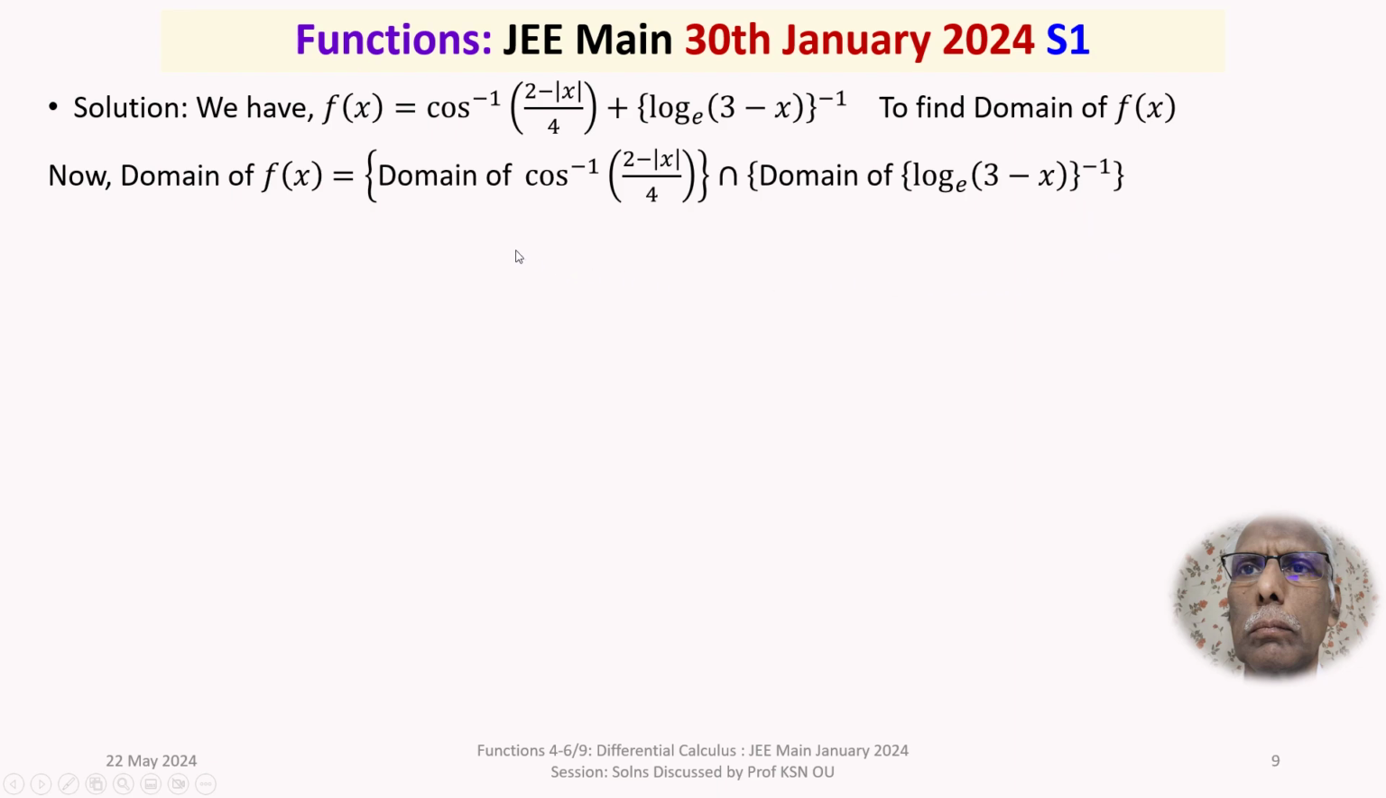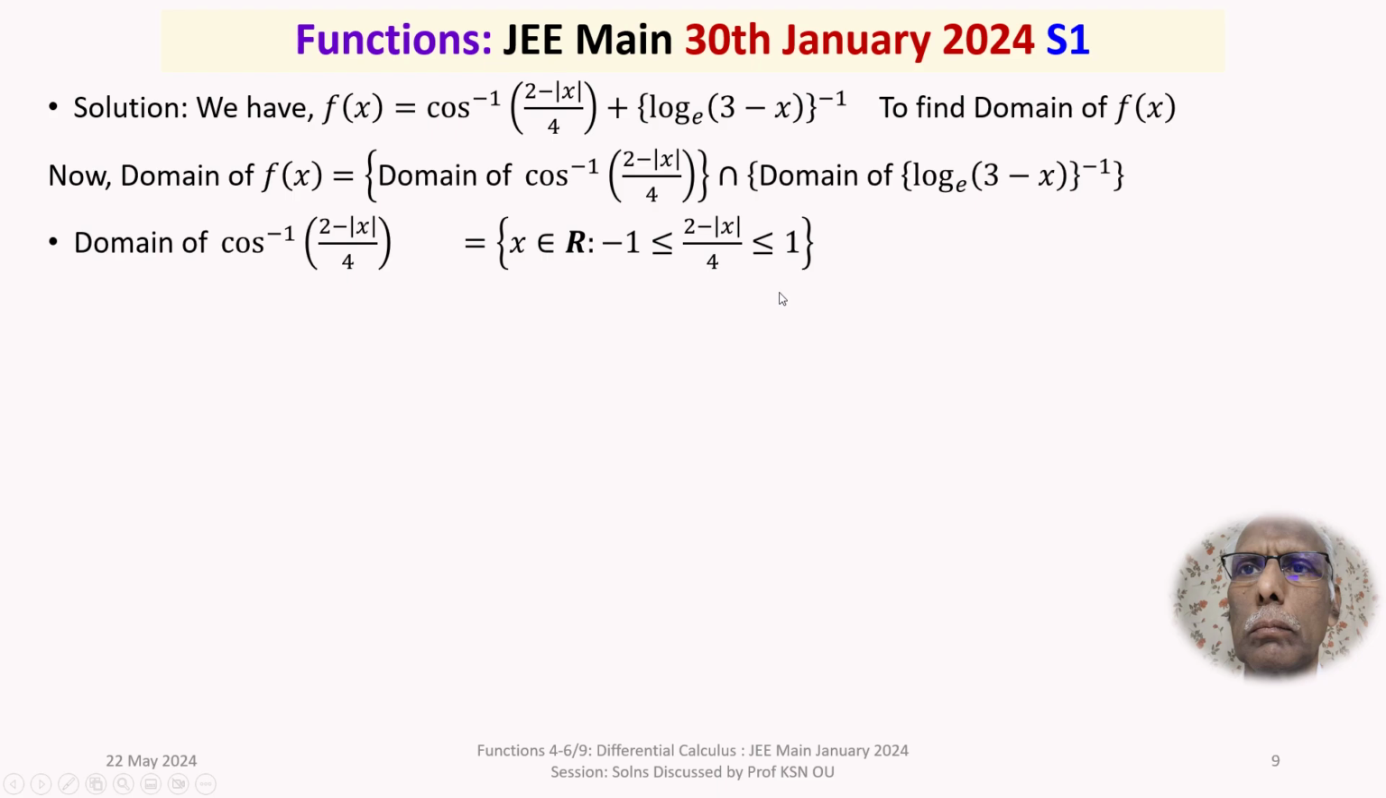Agreed. Let's now first take up the domain of the first function, the domain of cos inverse of (2 minus mod x by 4). What is the domain of cos inverse? The domain of cos inverse is minus 1 less than or equal to 2 minus mod x by 4 less than or equal to 1. So the domain will be the set of all those real numbers x which satisfy this inequality.